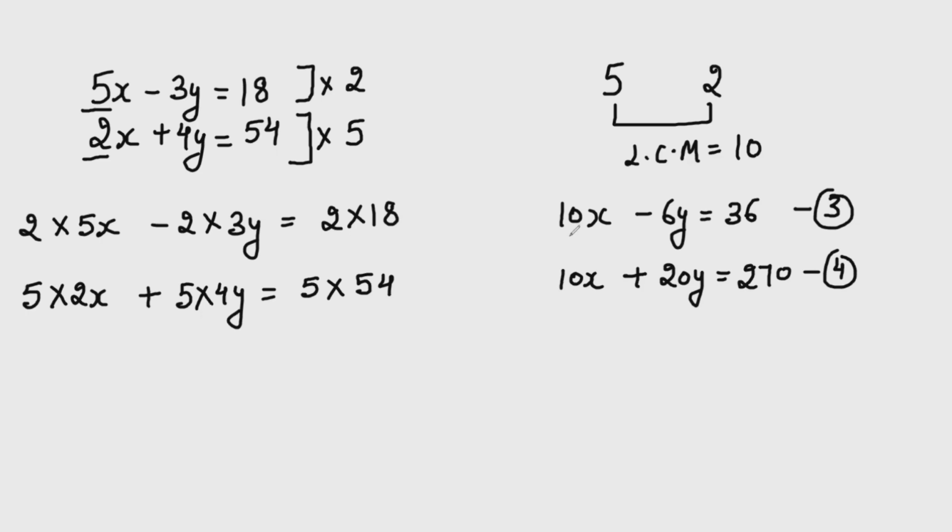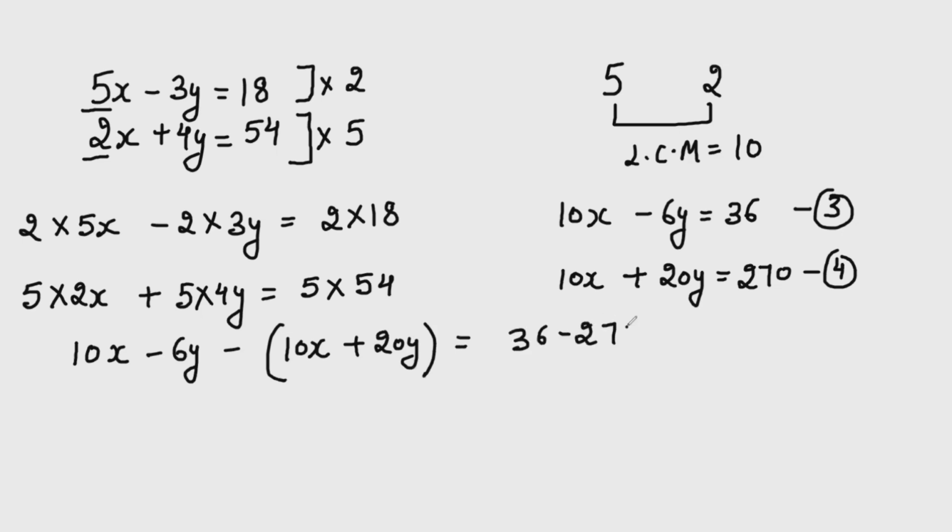Now, in equation number 3, we have 10x. In equation number 4, we have 10x. If we want to eliminate it, we need to subtract the equations. We always subtract the left-hand side from the left-hand side and the right-hand side from the right-hand side. I'll put a negative and then a bracket, because within the bracket I have two different values, is equal to 36 minus 270. Now we will open the bracket: 10x minus 6y minus 10x minus 20y is equal to minus 234.